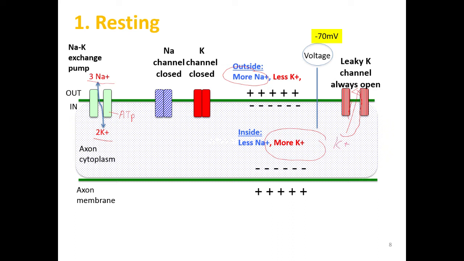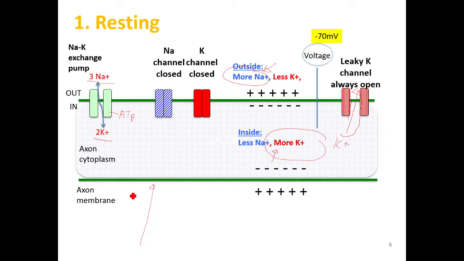The end result is that sodium ions become more concentrated in the extracellular fluid, whereas potassium ions become more concentrated inside the axon. Thus, there is a net positive charge outside the axon and a net negative charge inside the axon. This separation of charges can be measured by inserting one electrode into the axon and placing another electrode in the extracellular fluid, and it measures about minus 70 millivolts in a resting unstimulated axon.